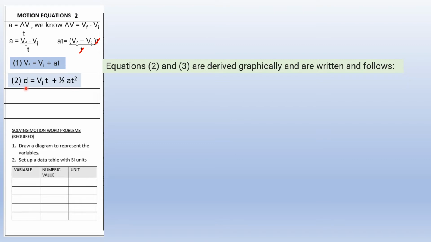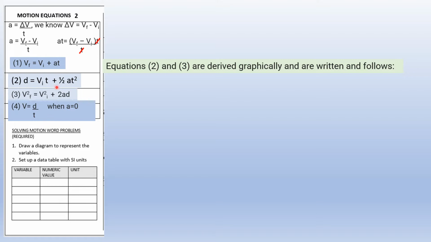Now equations 2 and 3 are derived graphically and are written as follows. The second equation is distance is equal to initial velocity times time plus half of the acceleration times time square. The third equation is the final velocity square is equal to initial velocity square plus 2 times acceleration times distance. And the fourth equation for this lesson is velocity is distance over time.